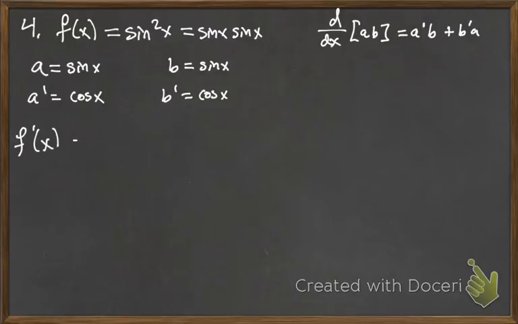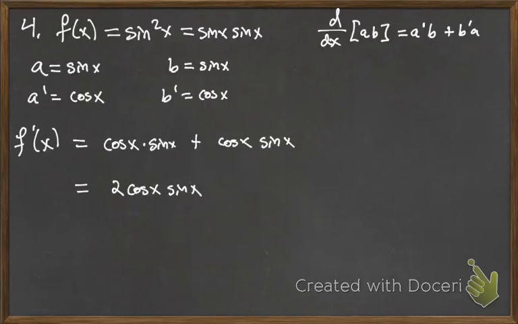Okay, so we'll write it out as A prime B plus B prime A. So like terms, so we have 2 cosine x sine x as our derivative. Okay, so later on in the next section, we'll actually do the chain rule, which will give us another way of getting that derivative. Okay.